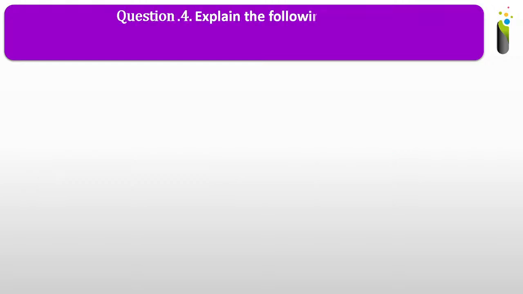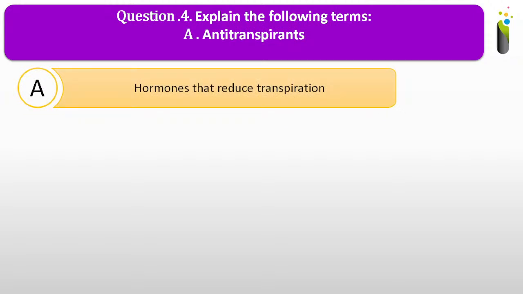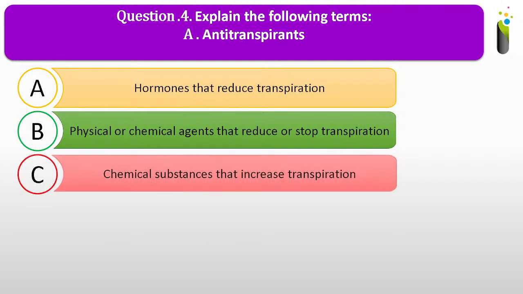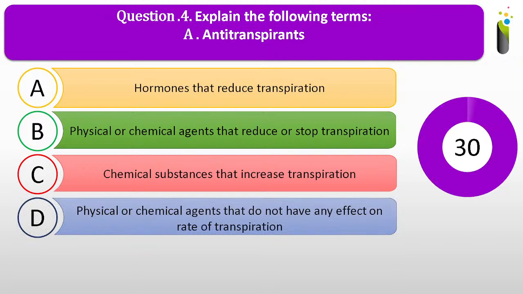Question number 4. Explain the following terms. And the first term that you have to explain is antitranspirants. A. Hormones that reduce transpiration. B. Physical or chemical agents that reduce or stop transpiration. C. Chemical substances that increase transpiration. D. Physical or chemical agents that do not have any effect on the rate of transpiration. So, explain the term antitranspirants. Anti means against.